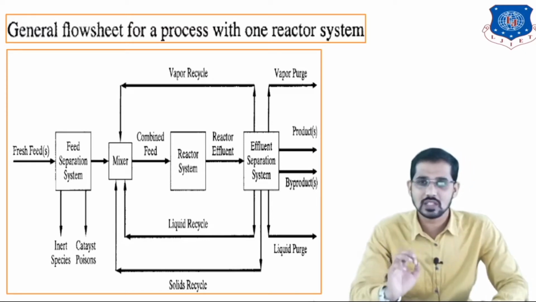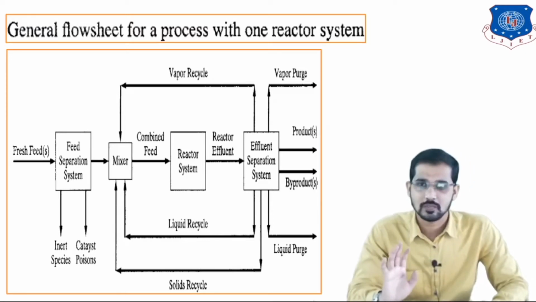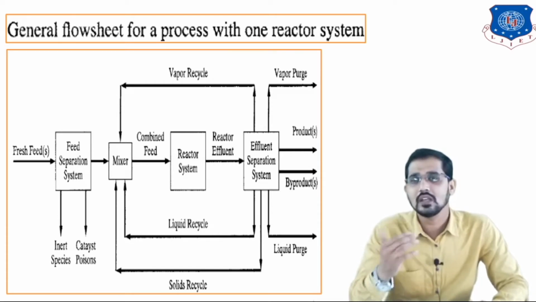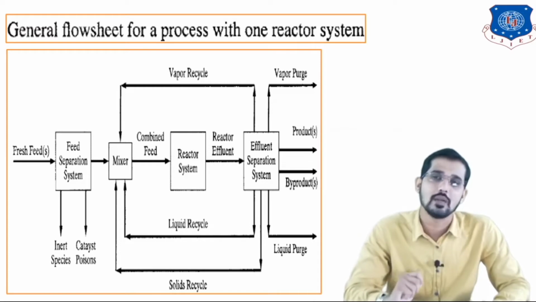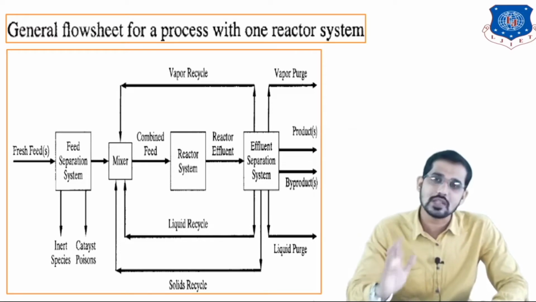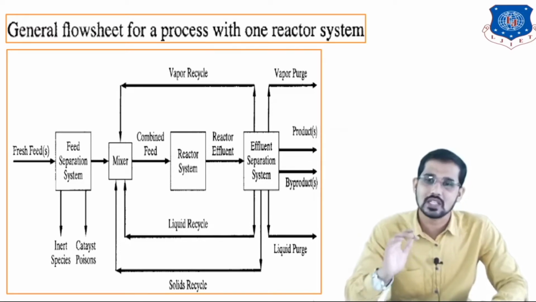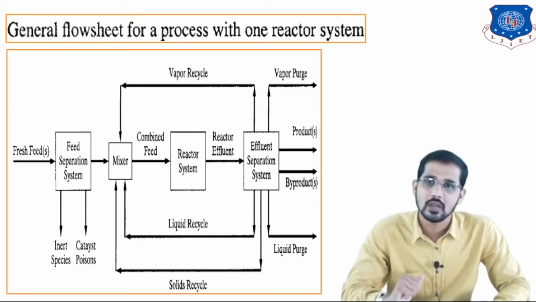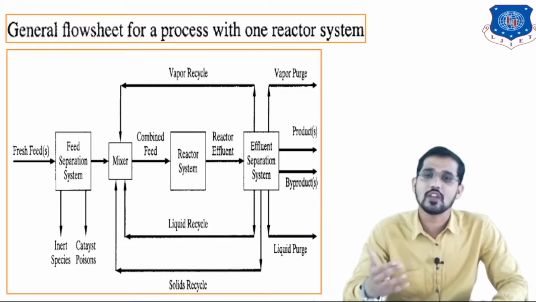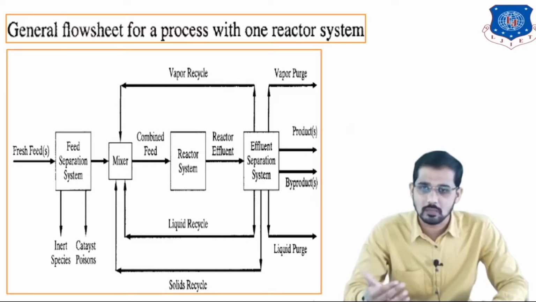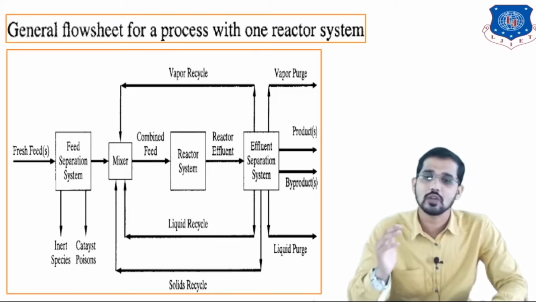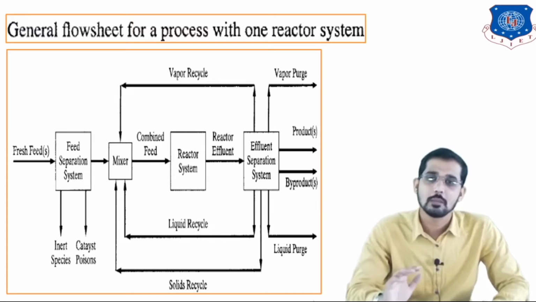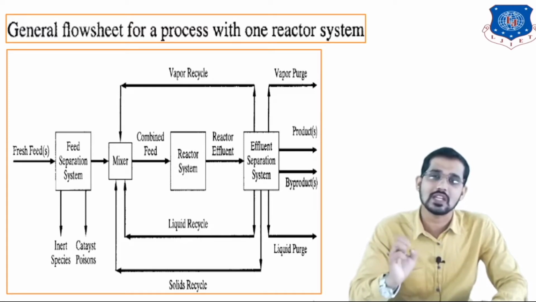You can see on the screen, we are using here a fresh feed. In that fresh feed, various inert materials are available, various catalyst poisons, or I can say impurities, are available. Those impurities, those poison materials, or inert species are separated in this feed separation system. It means we are purifying our fresh feed here. After purification, after removal of the catalyst poison, inert species and impurities, we are going to feed that mixture to the mixer. But before that, you should know the meaning of catalyst poison.